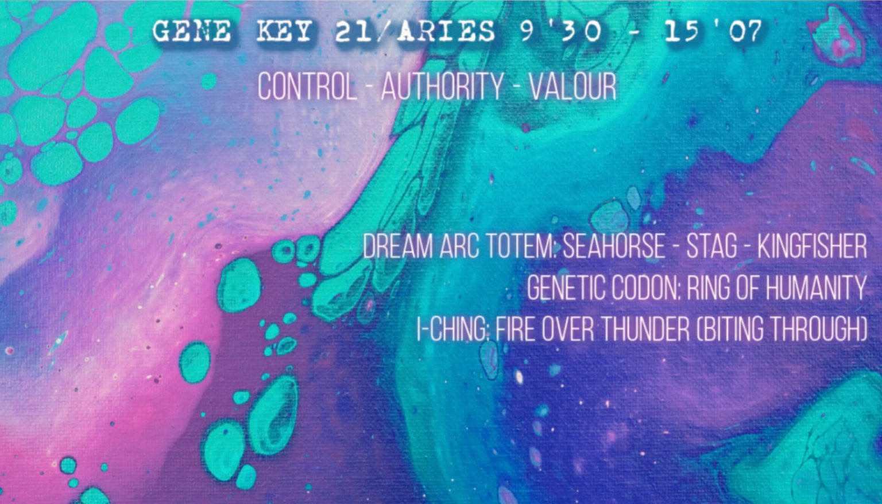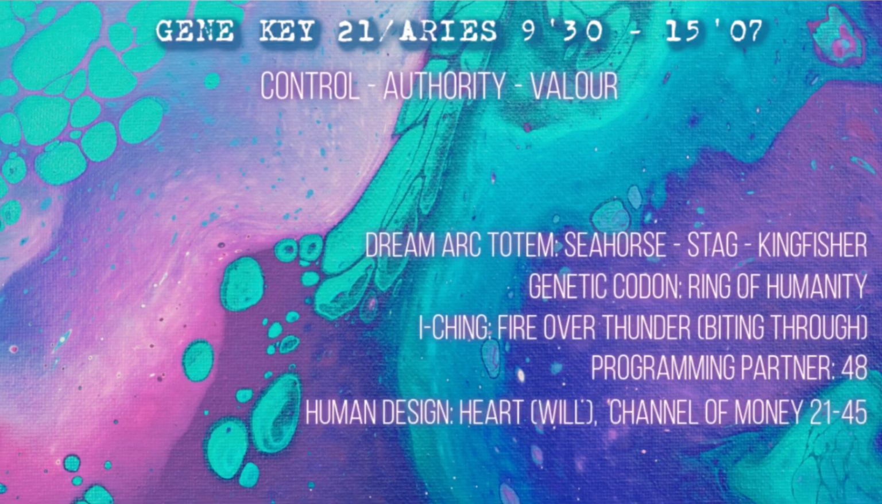In the 64 hexagrams, this hexagram is fire over thunder. It's called biting through. Fire ignites where thunder strikes. Powerful magic focused through the quickening ray of ascension. Ooh, that's intense already. And this is an intense gene key. As we go through this, you'll know why.